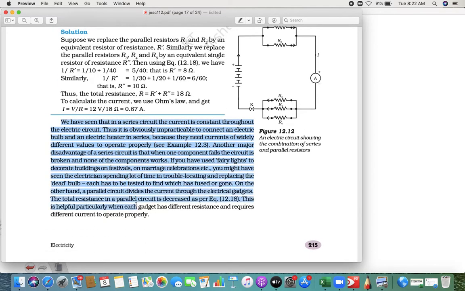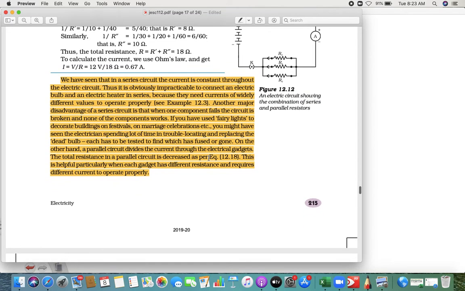If we read this paragraph, we get all these properties as what I say. We have seen that in a series circuit the current is constant, thus it is obvious that it is impractical to connect an electric bulb and heater in series because they need currents at widely different values. Another major disadvantage is that if one component fails, the whole circuit breaks. Fairy lights, as I said, at marriage celebrations, you might have seen the electrician spending a lot of time finding the trouble bulb. On the other hand, in a parallel connection, the total equivalent resistance decreases. They have not mentioned as many points as I have.